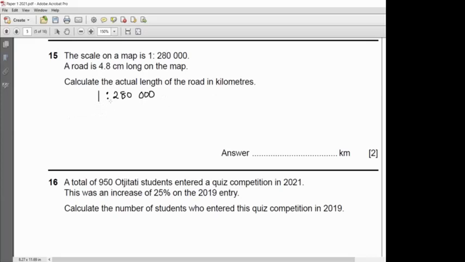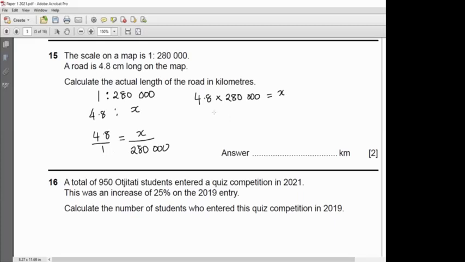So I have 1 to 280,000. So I want to find out what is 4.8 equivalent to on the ground. And since I don't know what it is equal to, I'm going to put x. So we solved 2 questions already involving ratios. So we'd write this as 4.8 divided by 1. This is equal to x over 280,000. And then we can cross multiply. We get 4.8 times 280,000 is equal to x. Which you just type on your calculator.